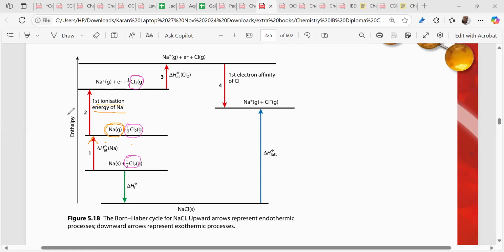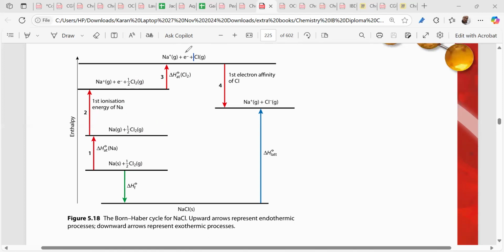After ionizing, we touch chlorine. We have to atomize it, so the arrow goes up, which means endothermic. So this is the enthalpy of atomization of chlorine. What is the enthalpy of atomization? 1 mole of gaseous atoms is formed from its elements.